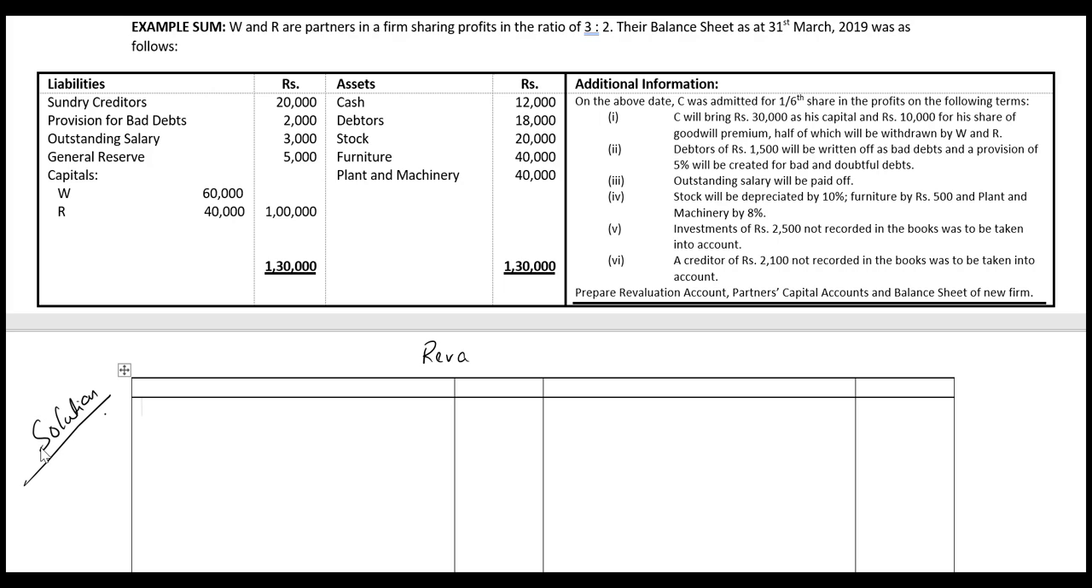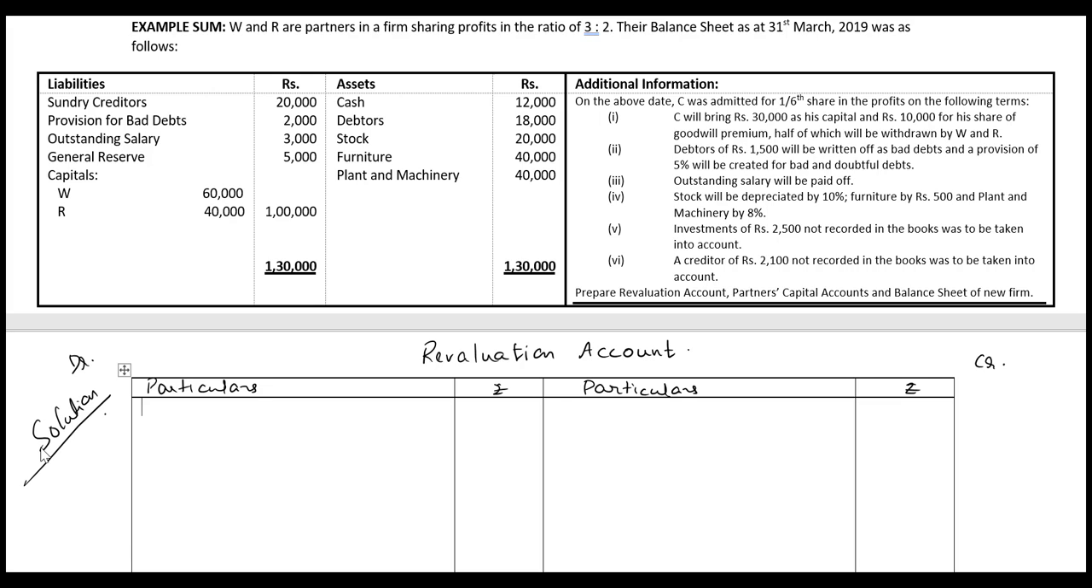Revaluation account. Left side is the debit side and right side is the credit side. Particulars, rupees, particulars, rupees. The first additional information about the incoming partner C bringing in capital and premium for goodwill will not affect our revaluation account. Let's go to the second point.